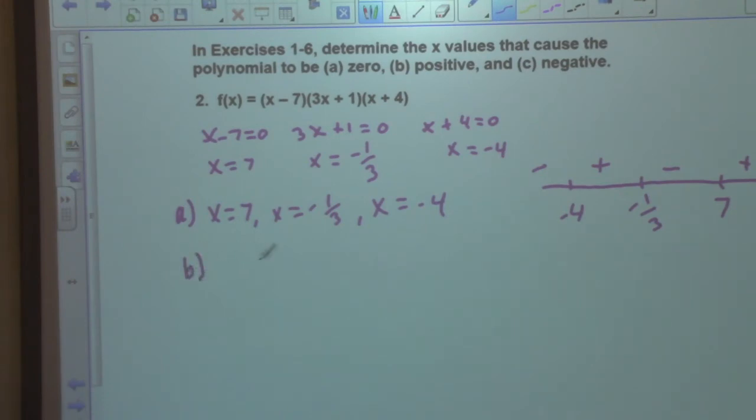Okay, part B is from -4 to -1/3, union from 7 to infinity. Okay, C is from negative infinity to negative 4, union from negative 1/3 to 7.